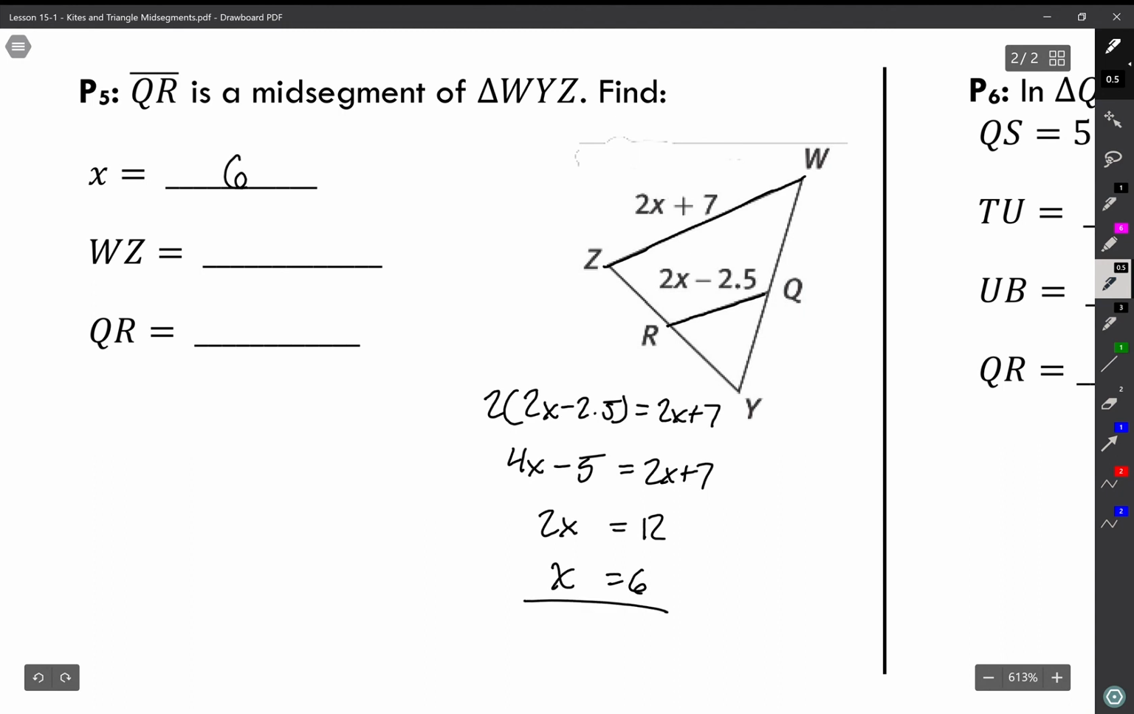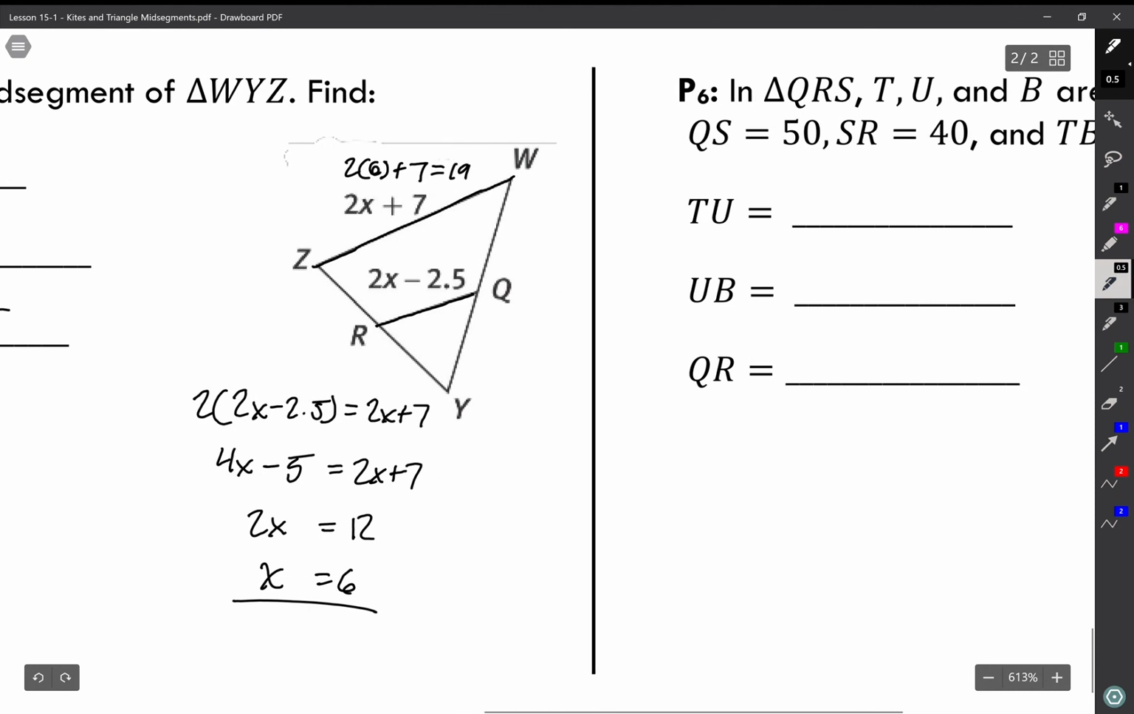Okay, cool. Now let's plug in to find our WZ. So 2 times 6 plus 7. 2 times 6 is 12, plus 7 gives me 19, so WZ is 19. And then I know QR is just going to be half of this. 19 divided by 2 is 8.5, and we are finished with this one. So it's really easy once you have actually gotten the numbers. Finding the x is the hardest part on that one.